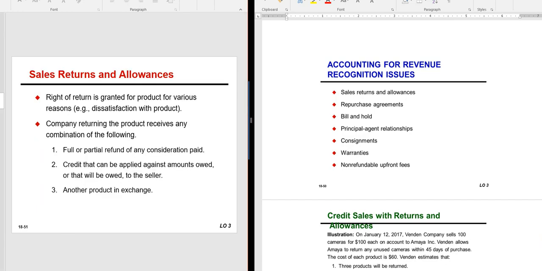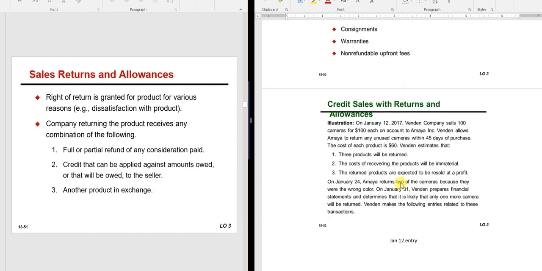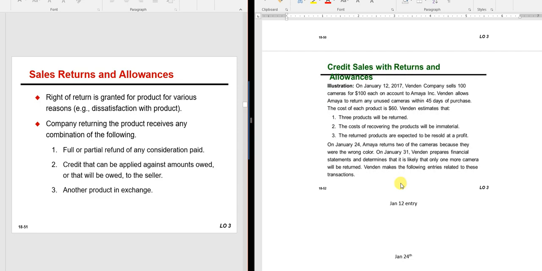So the right of return is granted for products. We have a company returning the product, gets a full or partial refund, credit can be applied, or other products exchanged. We have done this before, so a lot of this is going to be very much review.